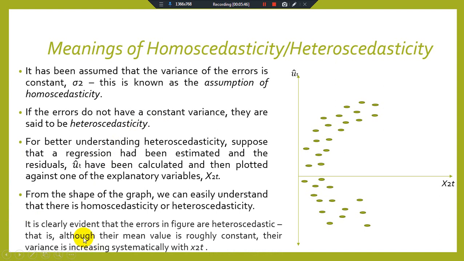It is clear evidence that the errors in the figure are heteroscedastic: although their mean is roughly constant, their variance is increasing systematically with the increasing independent variable. As the independent variable increases, the error term value also increases, and when the independent variable decreases, the error term value also decreases. So the variance changes as we move from one observation to the other.